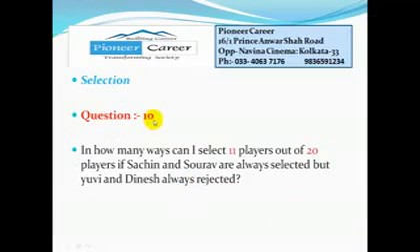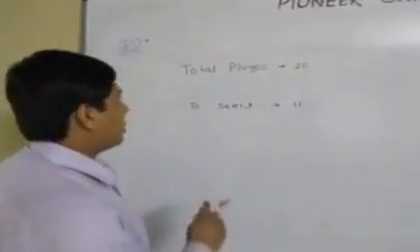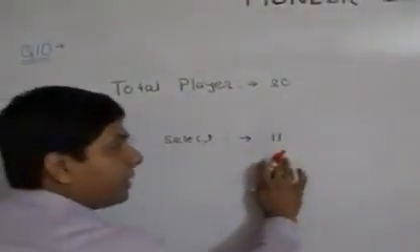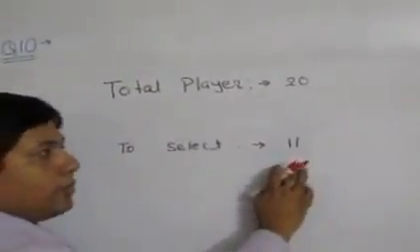Next is question number 10. In how many ways can I select 11 players? We have to select again 11 players out of 20 players. Now the condition is Sachin and Saurav are always selected. So these two guys are always selected, but Yuvraj and Dinesh are always rejected. So two guys are always selected while two guys are always rejected. Here in this question again the total number of players is 20 and we have to select 11. But it is given that Sachin and Saurav are always selected.